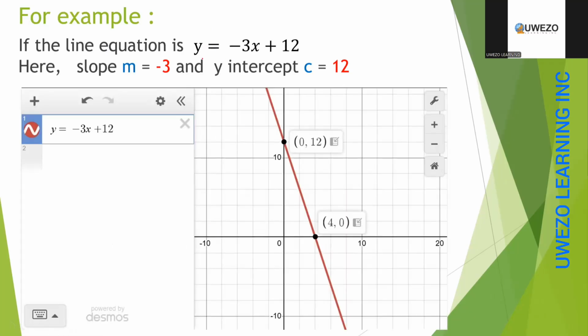For example, if we have y equals negative 3x plus 12, the slope is negative 3 and the y-intercept is 12. So generally, whenever a line equation is given to us, we could type the same equation in Desmos and get the graph, the intercepts, and also we can plot all points on the line.